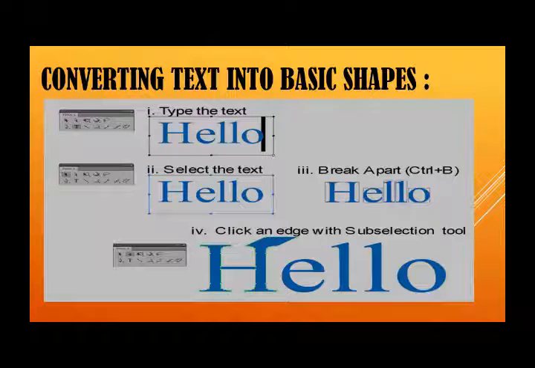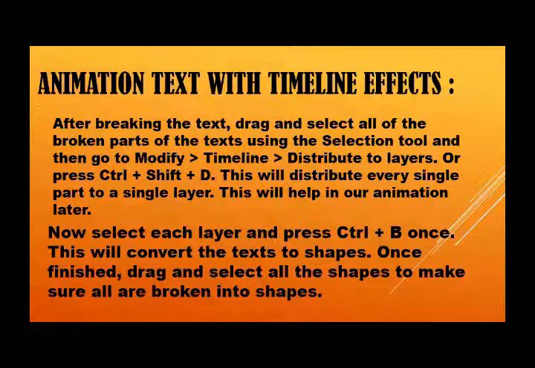Now, moving on to animating text with timeline effect. Animating text with timeline effect, animations, the different forms of text. After breaking the text apart, select all the broken parts of the text using the selection tool and then go to Modify, Timeline, Distribute to Layers, or press Ctrl plus Shift plus D. This will distribute every single part to a single layer. This will help in our animation later.